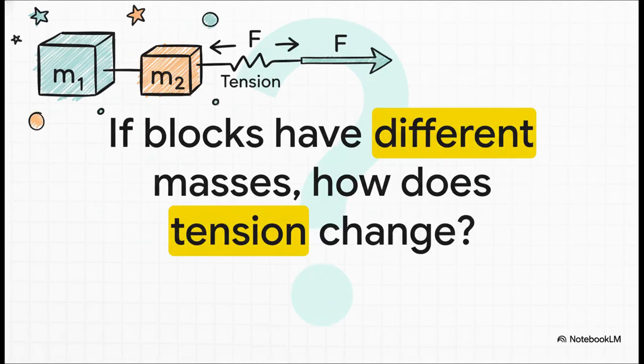So we've cracked the case for two identical blocks, but physics puzzles always have another layer, don't they? What do you think would happen to the tension if the front block was heavier than the back one? Or vice versa? The principles we just used today will give you the answer.